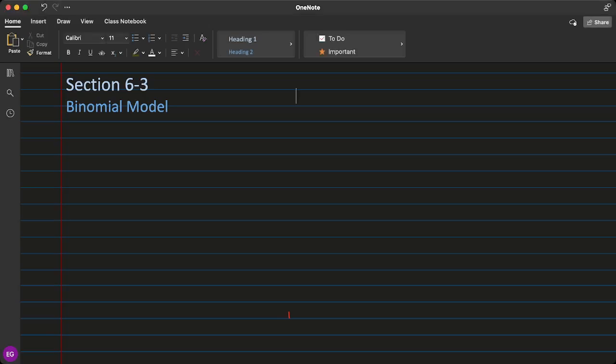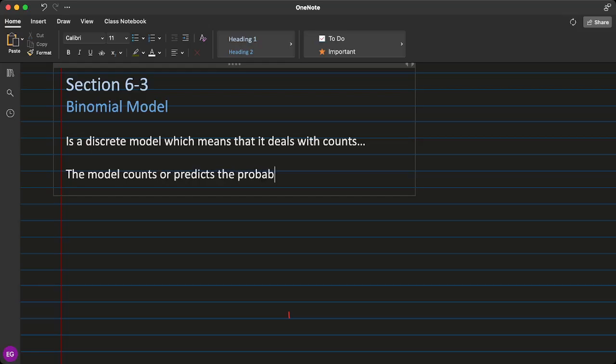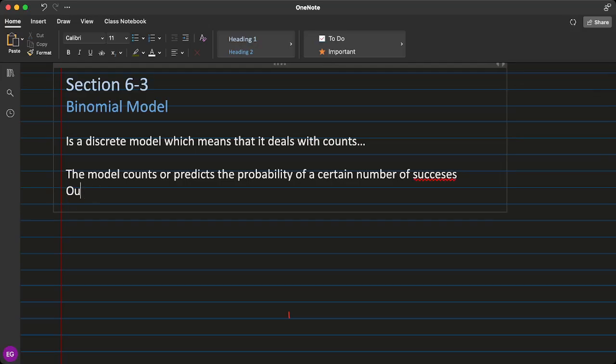Unlike last time, when we were talking about the normal model, the binomial model is a discrete model, which means that it deals with counts. You might recall that the normal model was a continuous model. It dealt with things which were measured. This deals with things that are counted. In particular, the model counts or predicts the probability of a certain number of successes out of a fixed number of trials.